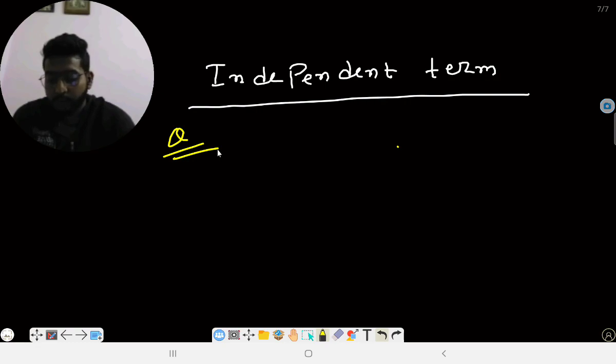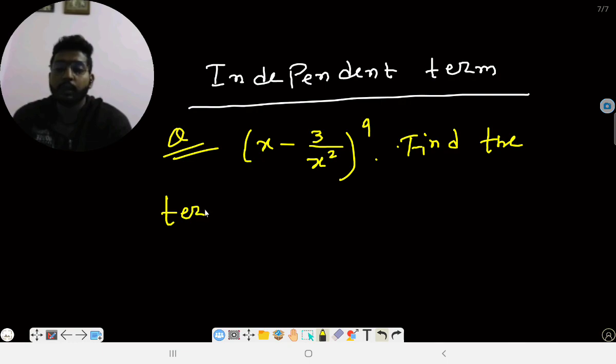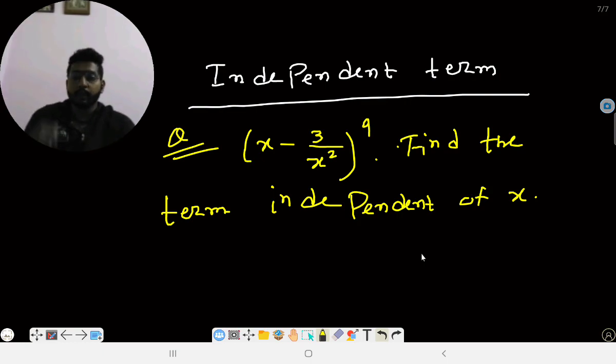The question is given: (x minus 3 by x square) whole to the power 9. Find the term independent of x. So if it is given (x minus 3 by x square) whole to the power 9, we have to find the term which will be independent of x.